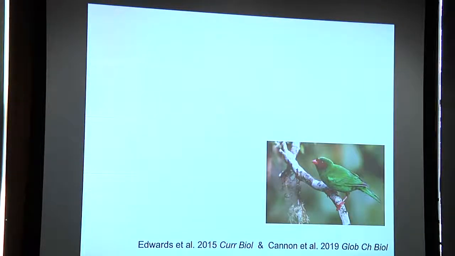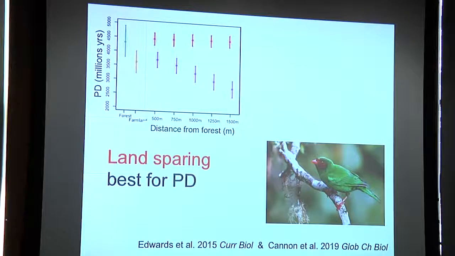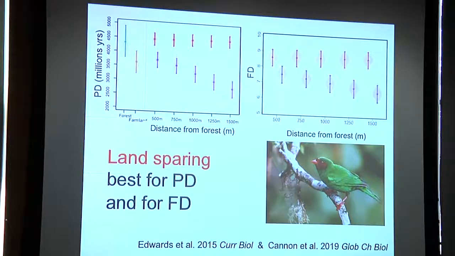So we focus first on phylogenetic diversity. We see in the green bar on the top left there against the orange bar, we lose about 800 million years of evolutionary history when we convert a forest to farmland. If we farm with a land-sparing approach, we retain largely the same phylogenetic diversity, however far your farmland is from forest, but under sharing we find that we lose a lot of phylogenetic diversity with distance from forest. And we find that same pattern for functional diversity as well.